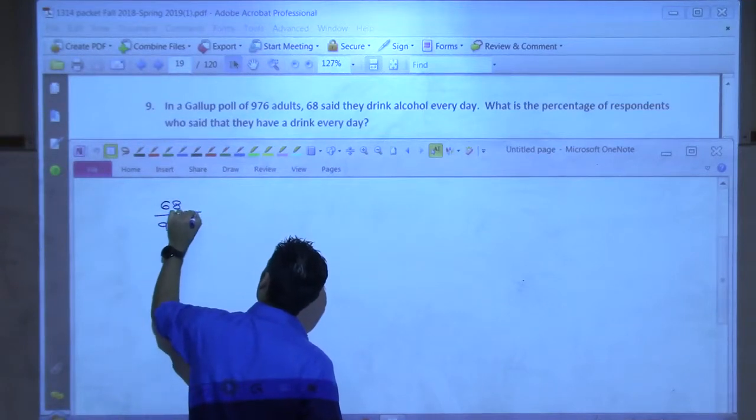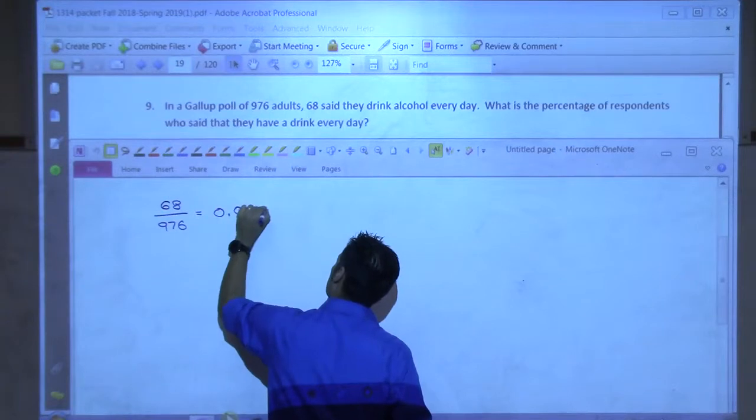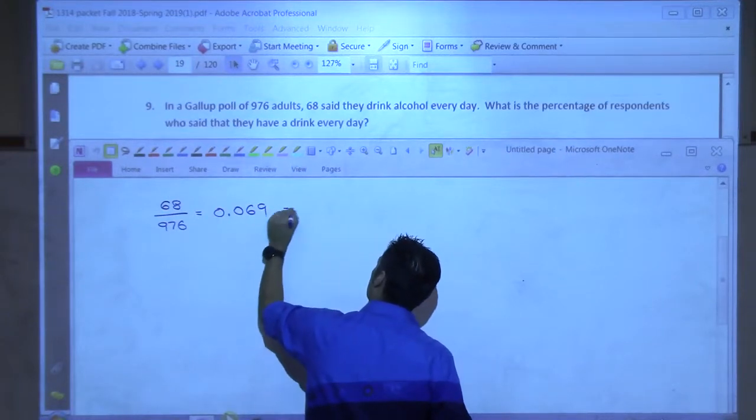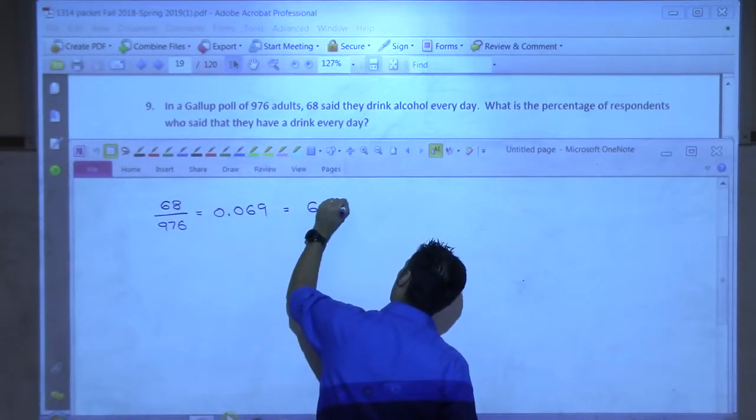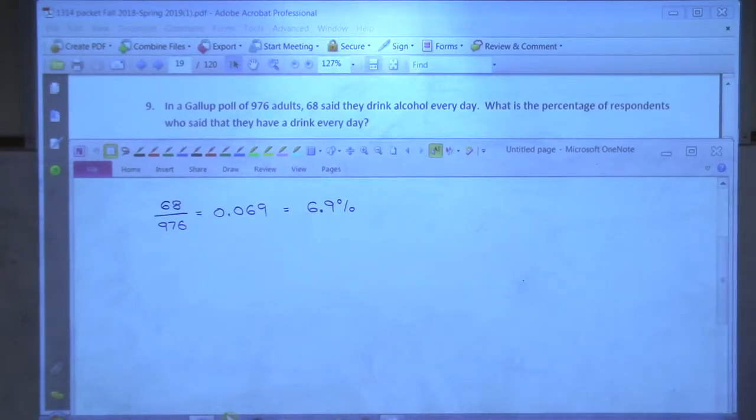What is that? 0.069, which is about 6.9%. Roughly 7% of the adults that were polled drink alcohol every day.